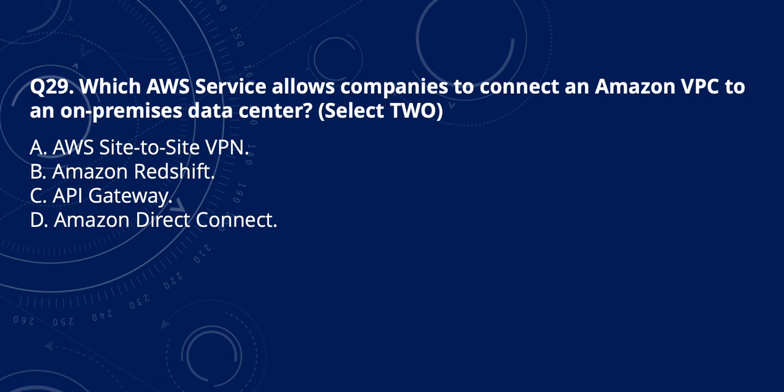So whenever a question asks about connecting an on-premises data center to Amazon VPC, we can connect through AWS Site-to-Site VPN and AWS Direct Connect. So the correct answer here is option A, AWS Site-to-Site VPN, and option D, AWS Direct Connect.